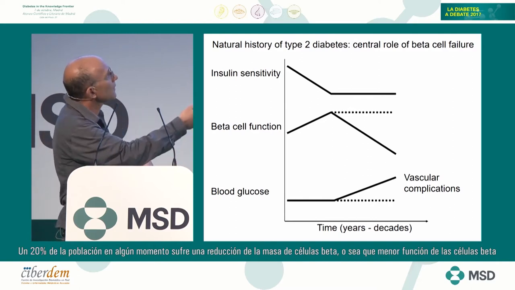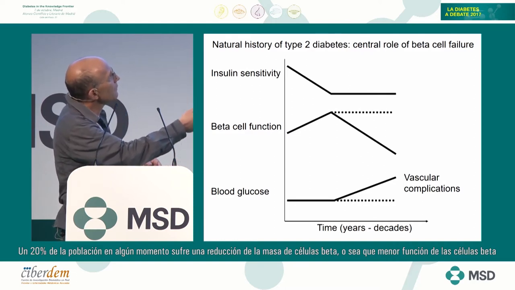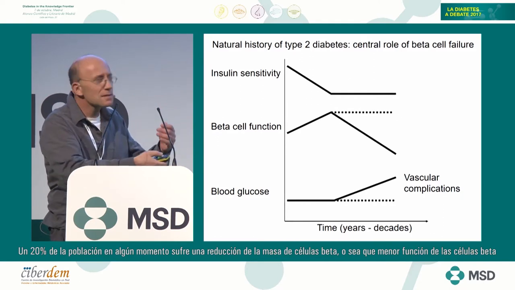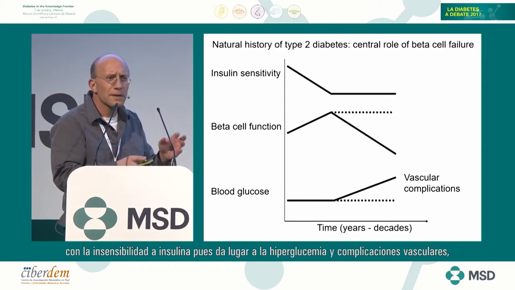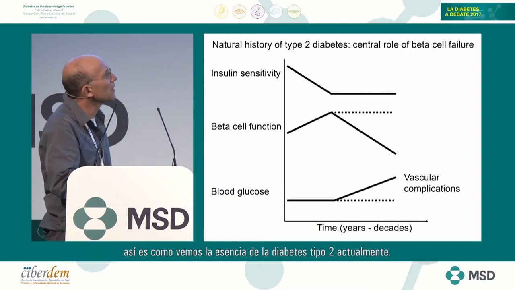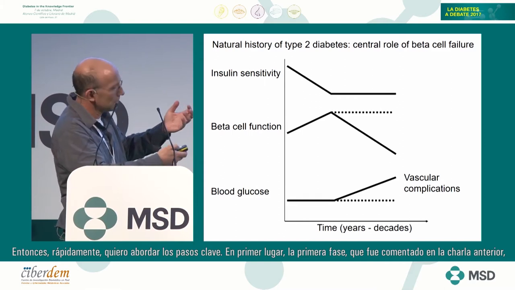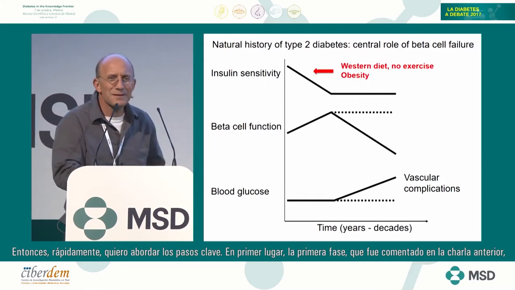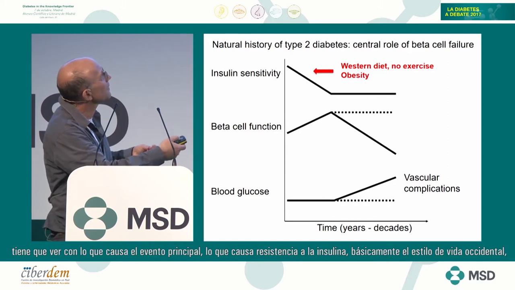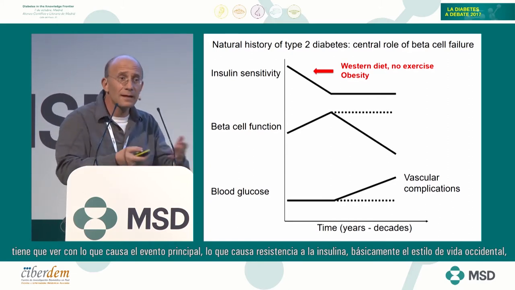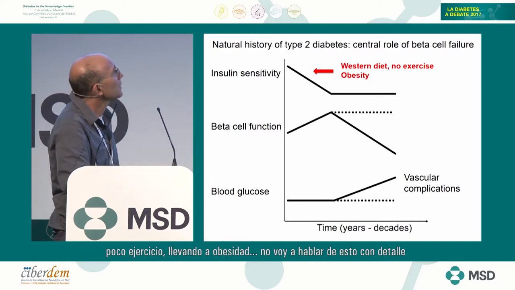20% of the population at some point undergo a reduced beta cell mass, what we call beta cell failure. So reduced beta cell function in the face of increased insulin resistance causes the development of hyperglycemia and, of course, eventually vascular complications of diabetes. So this is really how we see the essence of type 2 diabetes these days. And I want to go quickly through the key steps here. First, the first stage, which was discussed in the last talk, of course, has to do with what causes the primary event of insulin resistance, which is, of course, Western lifestyle, Western diet, probably carbohydrates, little exercise, and leading to obesity. I will not talk about that further.